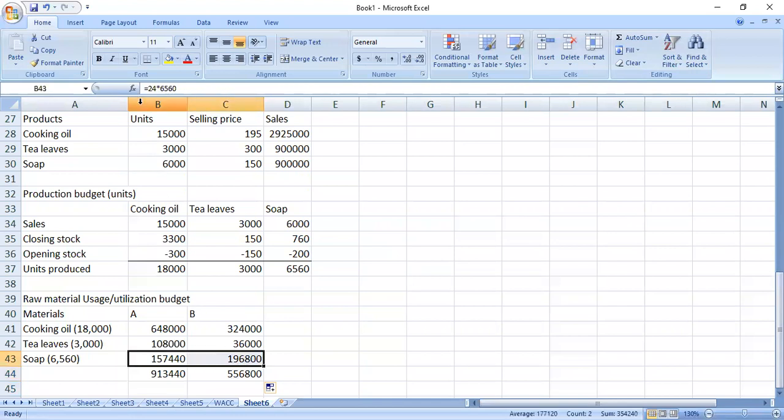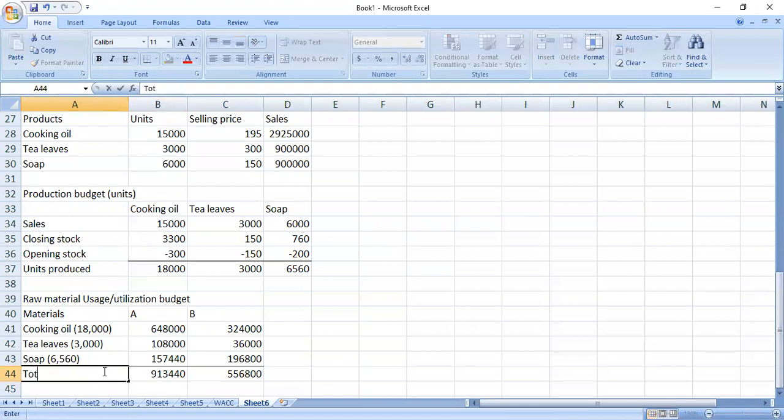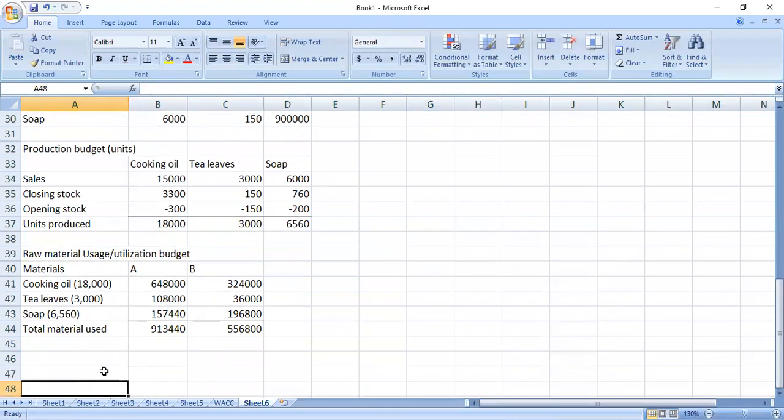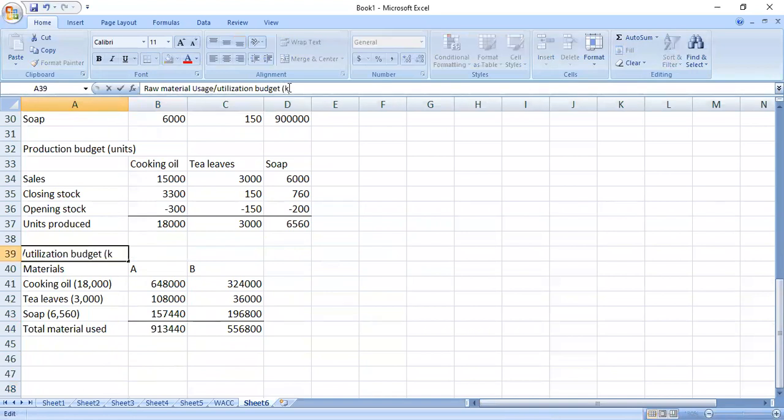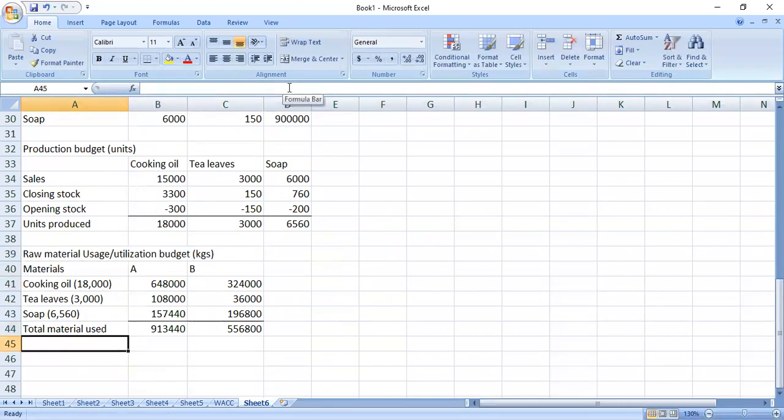So these are the materials that we used in total. Materials used. Just to emphasize, these are still units. Let me put kgs. These are units. So the next thing is to determine the cost of these raw materials.